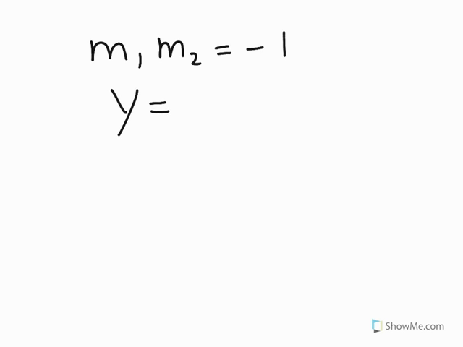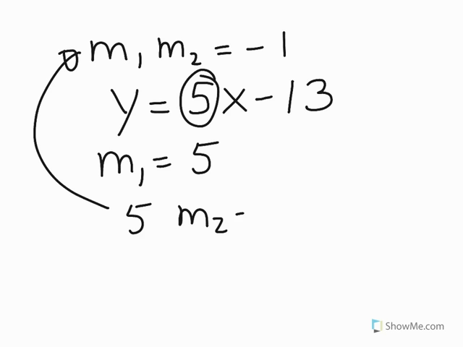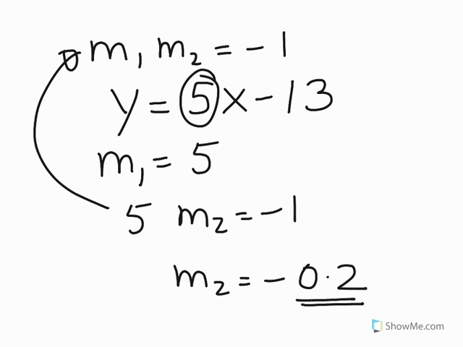We already know that one straight line is y = 5x - 13. So in this case, one of the slopes is already given to us. Let's suppose we call it m1. So m1 is 5. So what is m2? We plug it into this equation right here. We get 5 times m2 equal to -1. So I get m2 is equal to -0.2. So that's the slope of the second line.